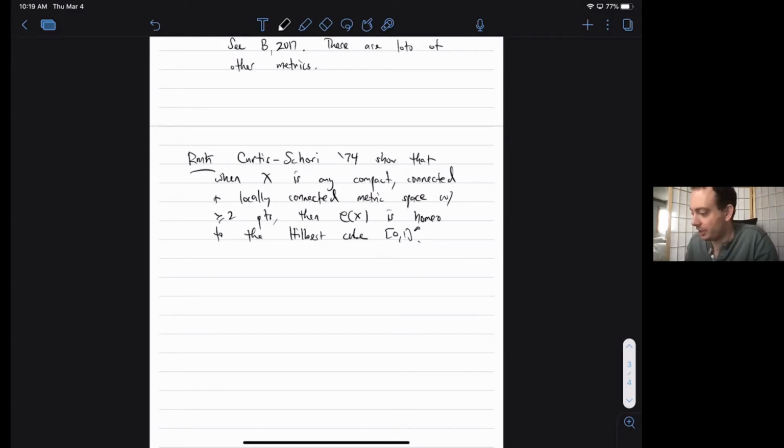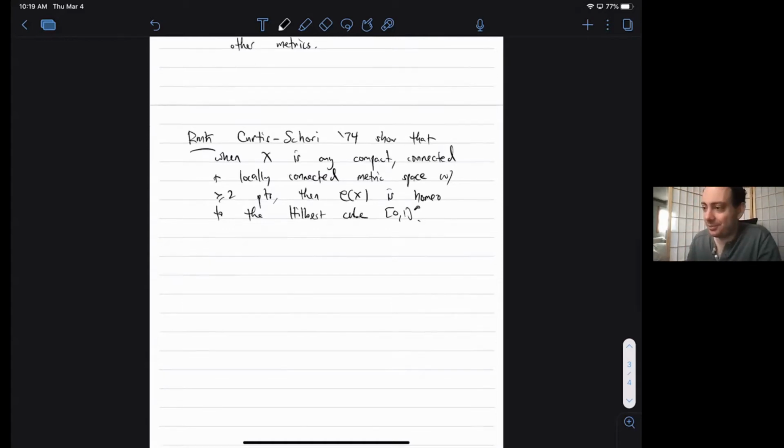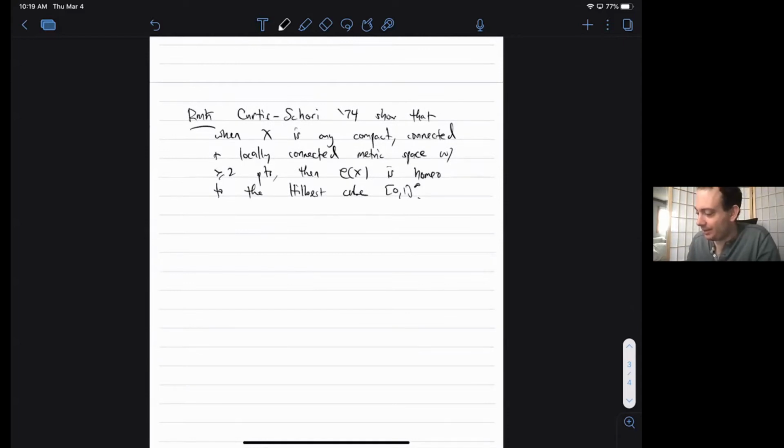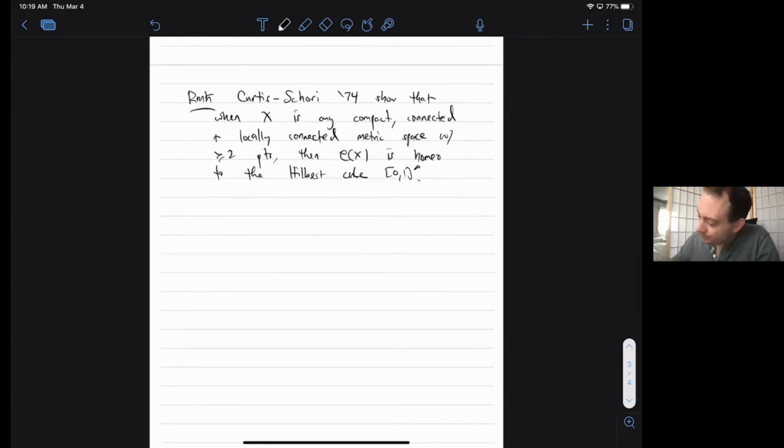And so many spaces end up being homeomorphic. But this is kind of nice. Okay. So let's start talking about groups then.